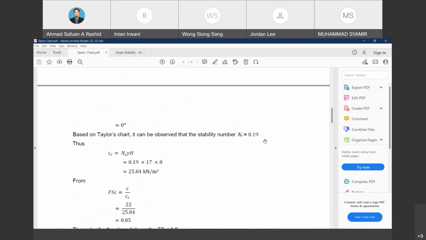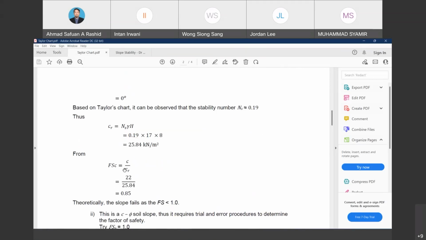So in your assignment or in your test or in your project, you may refer to the provided design chart. Sorry, the provided Taylor chart. So 0.19 times 17 times 8, so the cohesion is equal to 25.84. Then we continue to obtain the FSC value.